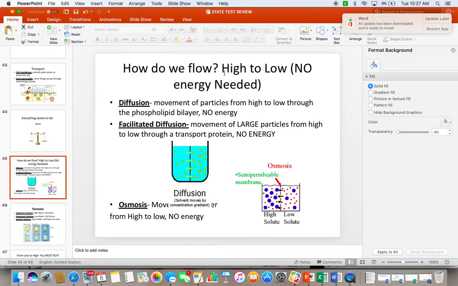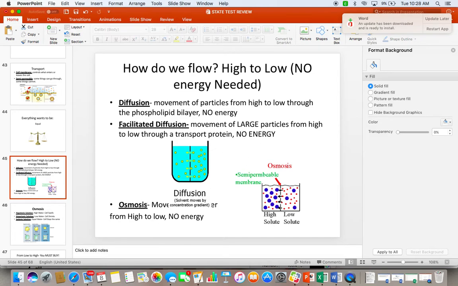Right here, we're looking at passive transport, which is high to low, meaning that we don't need any energy. So no ATP is needed. Diffusion is just when stuff goes from high to low. So if you spray perfume in one part of the room, the perfume is going to diffuse from where you sprayed it to the other side of the room. So stuff moves from high to low. Facilitated diffusion means the same thing, except we're using a channel protein. So we're going through a membrane and it's got a channel protein. And again, it's still no energy.